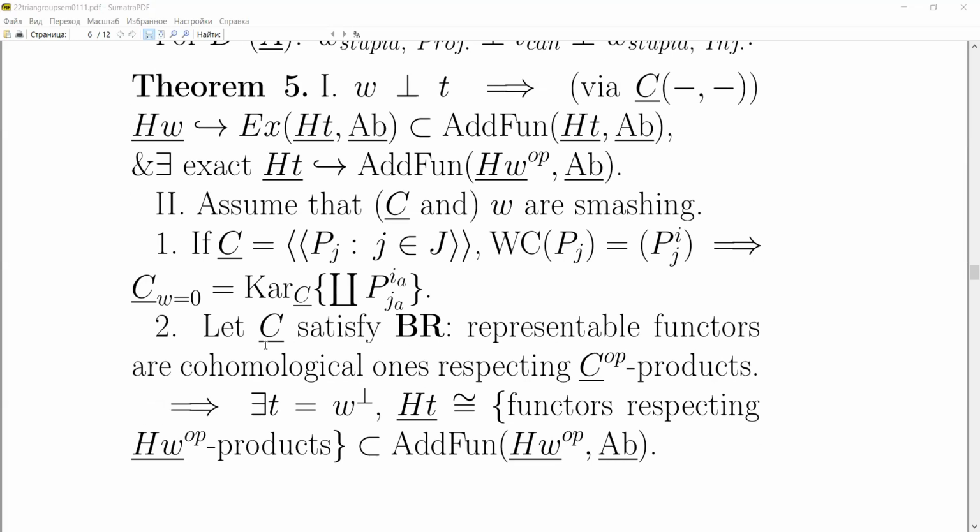You should assume that the category C satisfies the Brown representability assumption. So any cohomological functor that sends coproducts in C into products of abelian groups is representable. In this case, for any smashing weight structure, you have the right orthogonal, and the heart consists of all the functors that send coproducts into products of abelian groups. So t exists, and you can compute its heart.